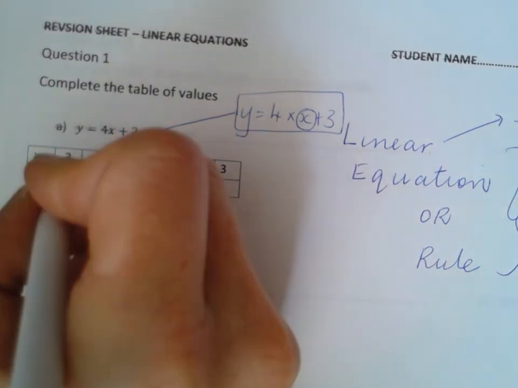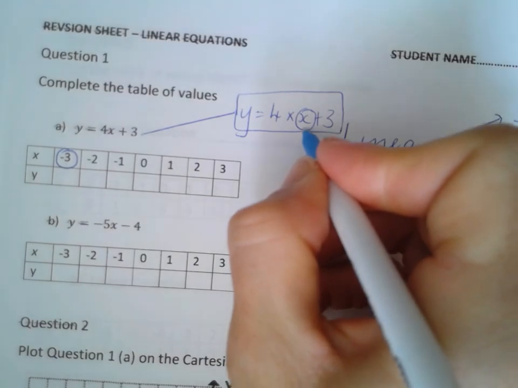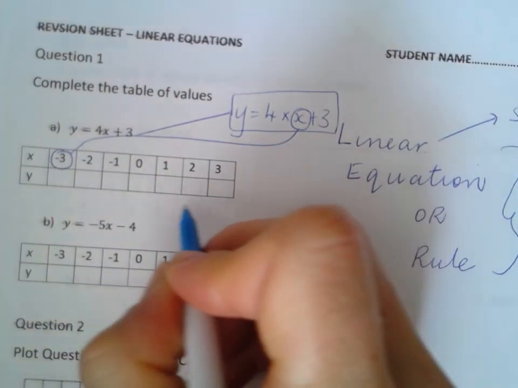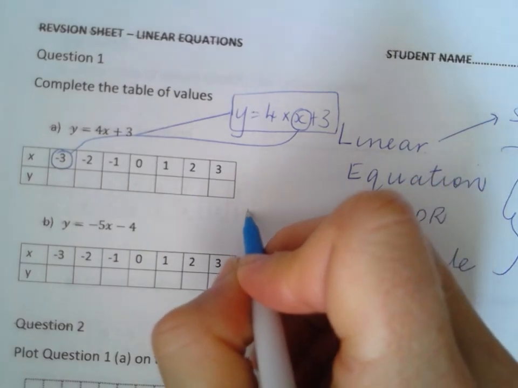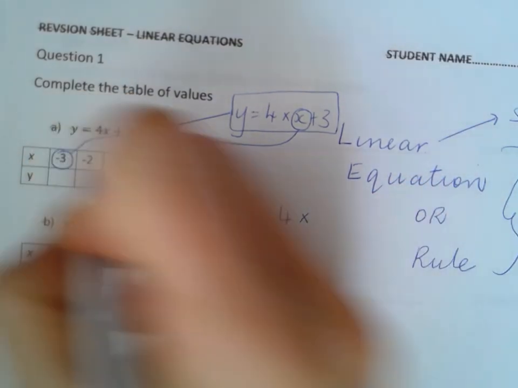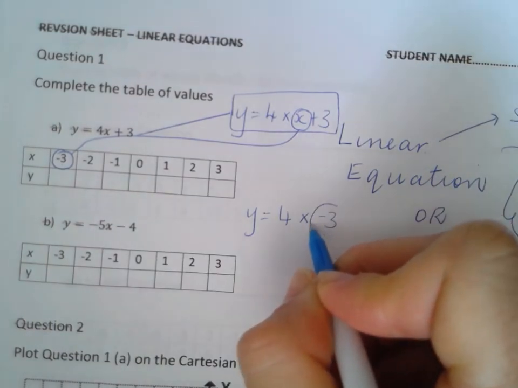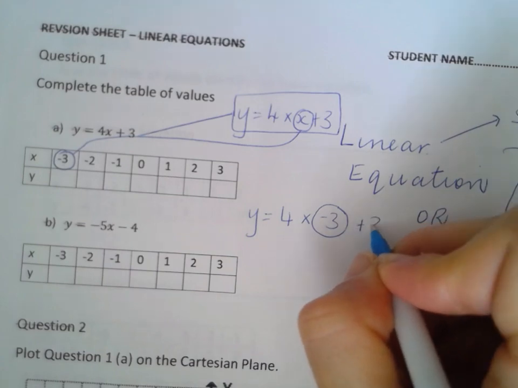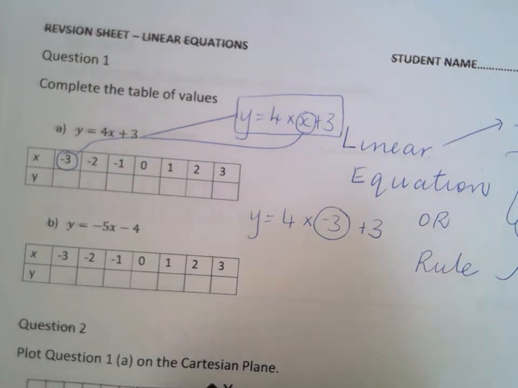Okay, so we're going to go -3 as our first x value. On a calculator, or with your working would be even better: 4 multiplied by -3, our first x value, plus 3. Remember you can use a calculator in your test, so practice using your calculator.